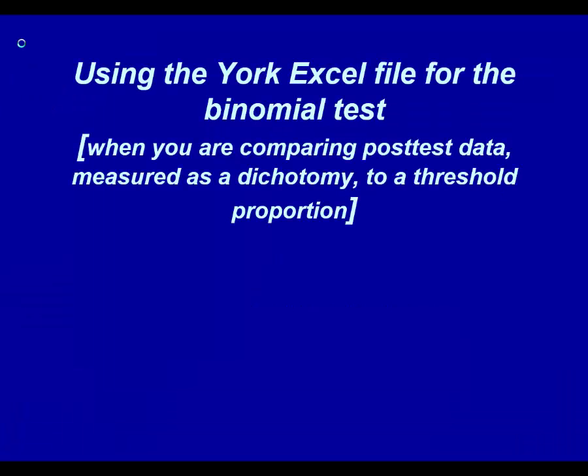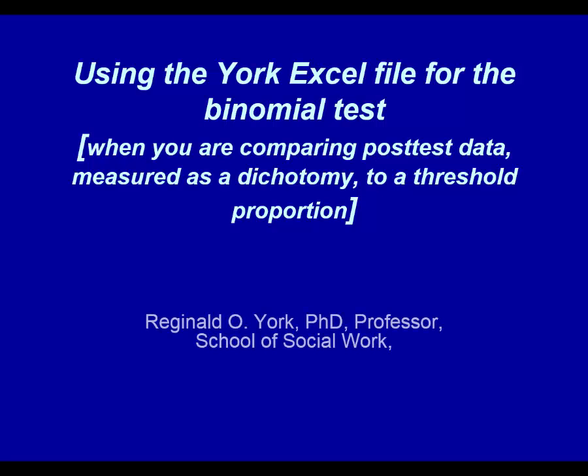Hello, I'm Reggie York. This is a presentation on using a special Excel file for the binomial test when you're comparing post-test data measured as a dichotomy to a threshold proportion, meaning you have post-test data that's either yes or no, how many people were yes, how many people were no, and you have a proportion that's a threshold by which these data are being compared, like 25% or 30% or 35%. That's the situation we're talking about.